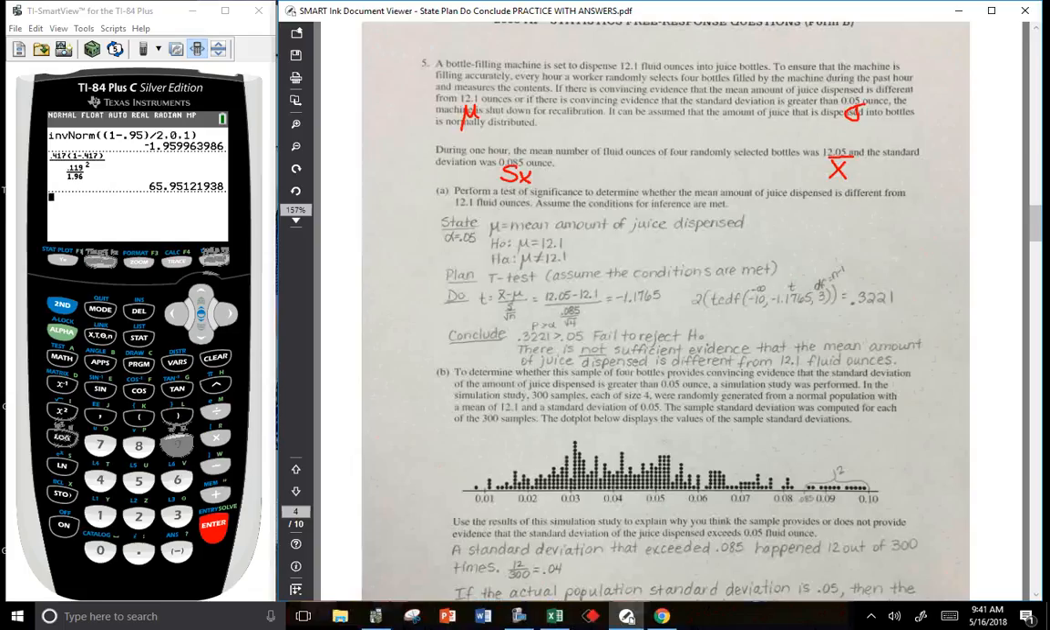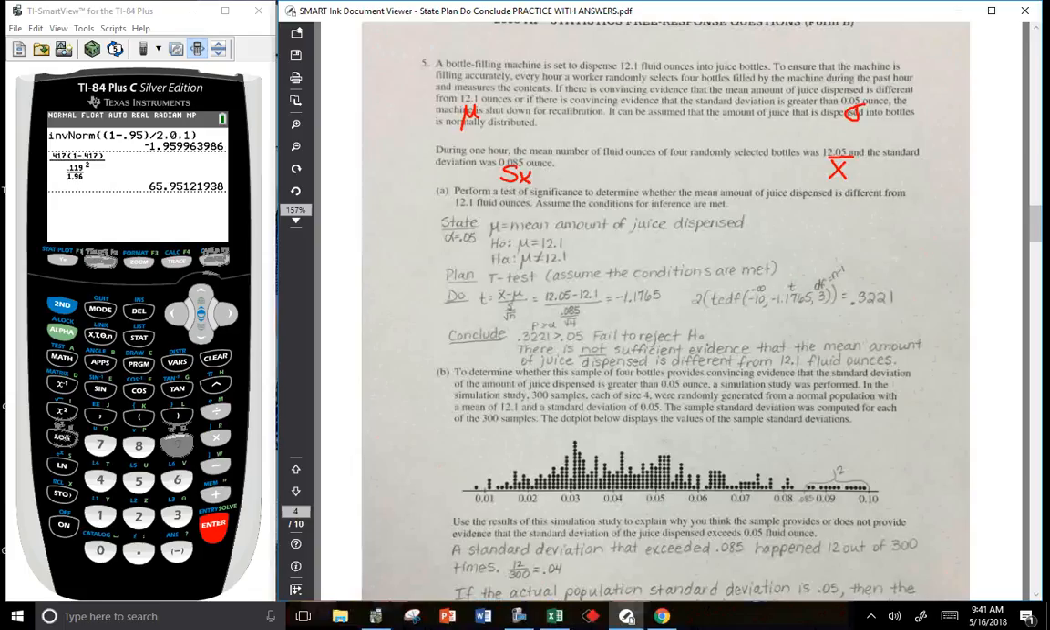Plan, I'm going to do a T-test. We get to assume the conditions are met. If they were not met, because it said somewhere on there to assume conditions for inference are met, what would our conditions need to be? Random, 10%, and large sample. For means, we say large sample. For proportion, we say large count. It's CLT and has to be greater than or equal to 30.